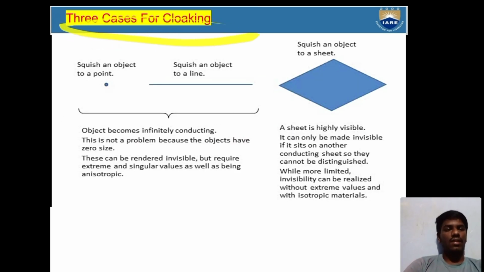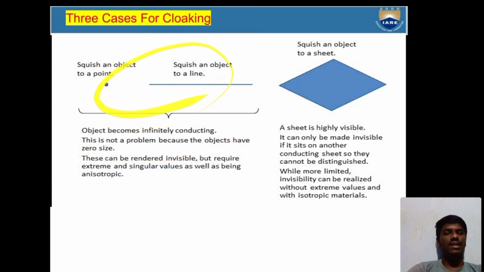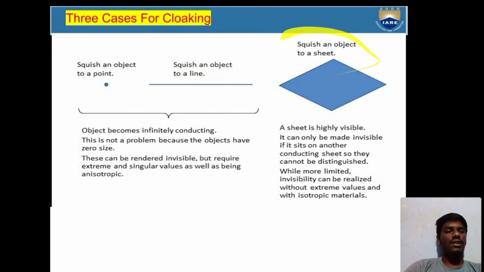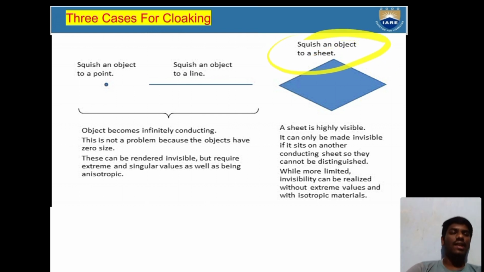Three cases of cloaking. Here in this slide I am going to discuss the three cases for cloaking. Squish an object to a point. Squish an object to a line. Squeezing an object to a sheet, or a plane.